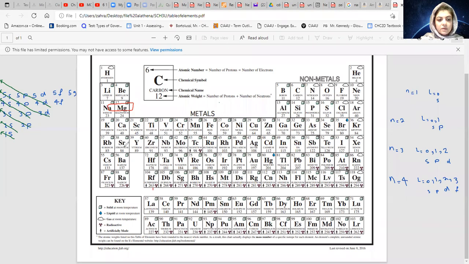This is my Sr. So the previous noble gas is Kr, right? It's going to be [Kr]. I'm going to fill that. So it's going to be what? Sorry, this is the 1, 2, 3, 4, 5th period, so it's going to be 5s2. And this is as simple as it is.